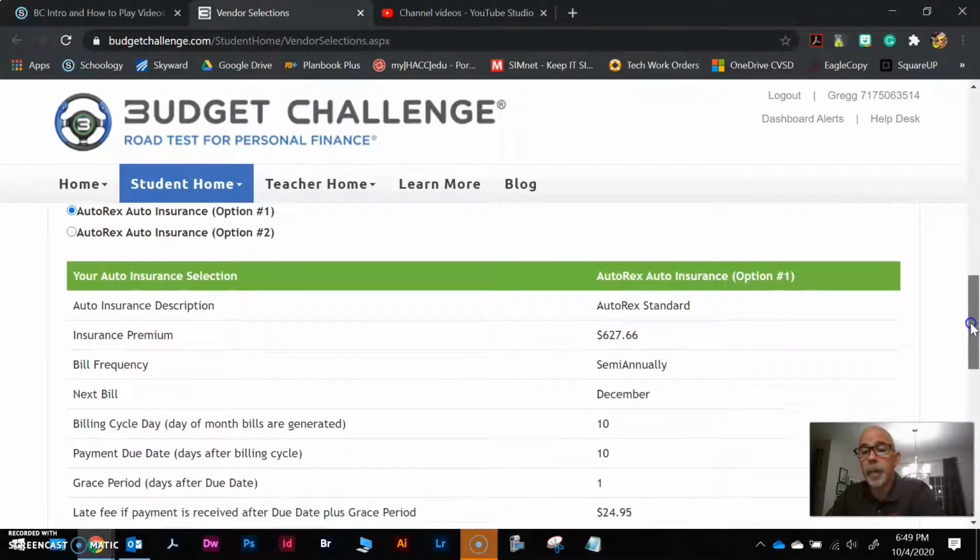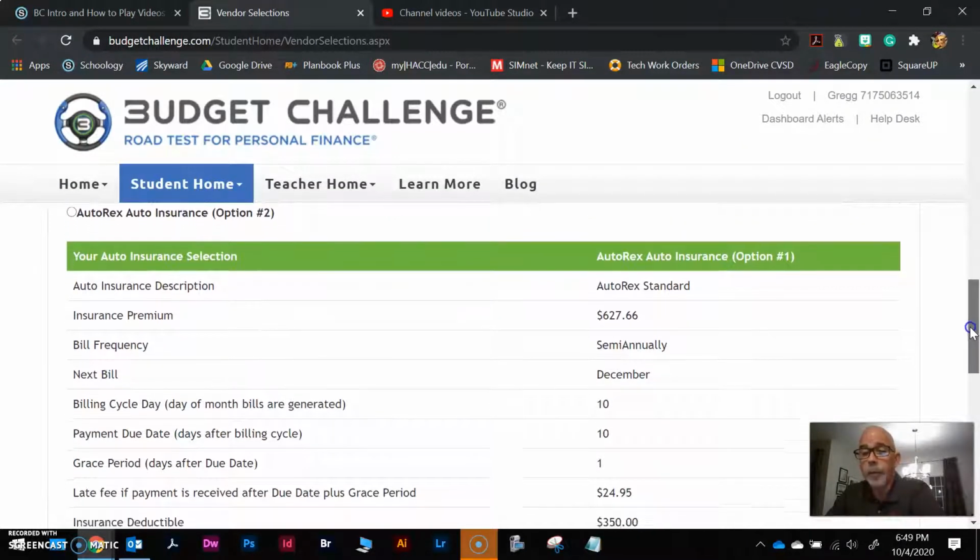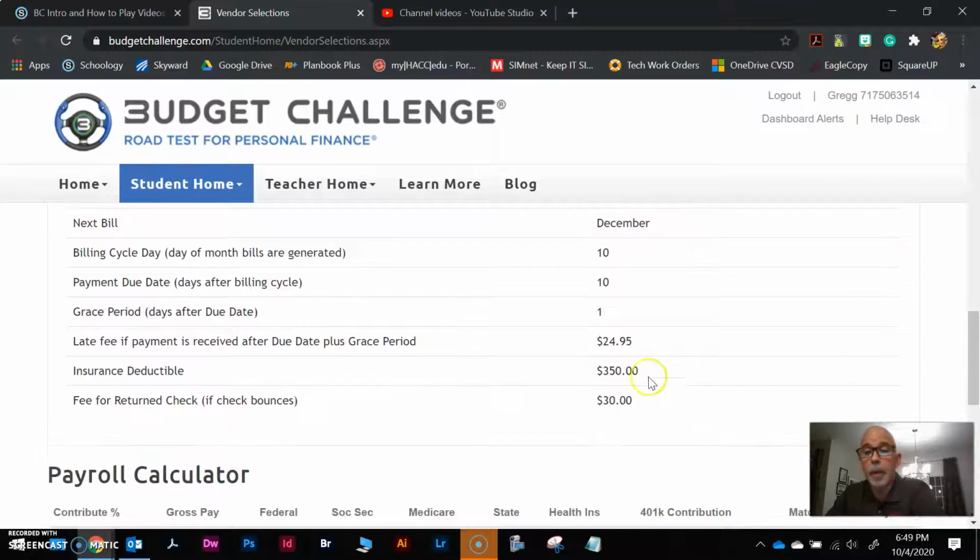And again, with the game, you only play for a couple months, so I don't think a $27 difference is that big a deal in case there would be an accident where you have to replace the vehicle or if it's stolen. Again, your deductible is going to be lower. So whenever you hear that word deductible, you're thinking about what you're paying out of your own pocket, and then the insurance company pays the remainder.